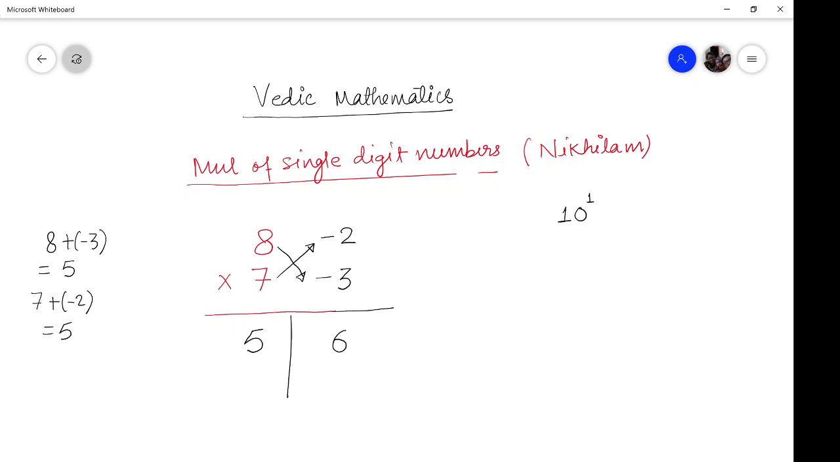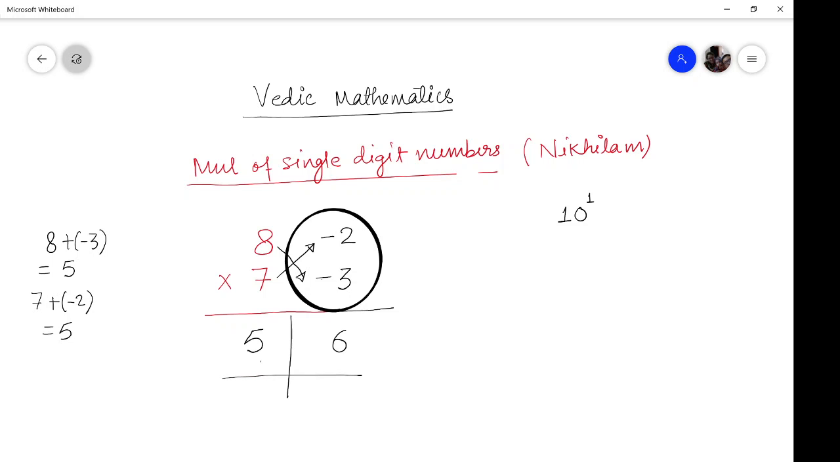56. Once again I am telling you, first you have to find the base, that is the power of 10. Then you have to evaluate how much that particular number is offset. Write it down. Then you follow the procedure: you multiply this portion, write it down here, and then you cross add and write down here. So this is the answer.